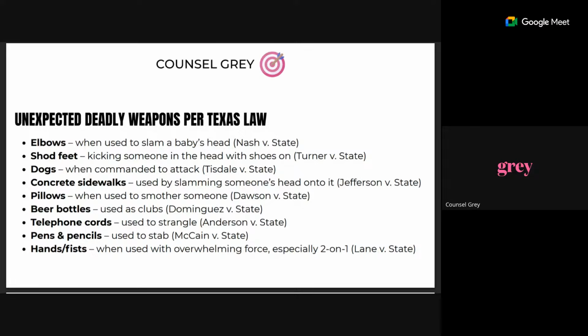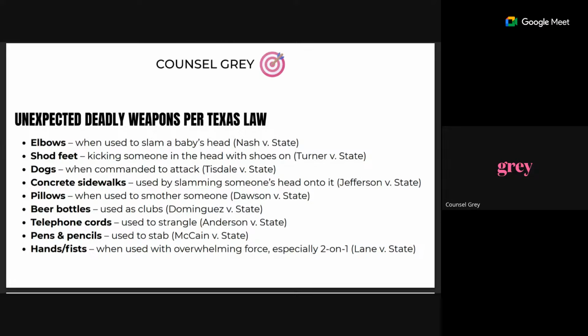A pillow? Texas has said that a pillow is a deadly weapon. And what happens is if you use a deadly weapon against somebody, they are entitled to use self-defense against you. And if we're talking about smothering somebody, any of these things can lead to death. That's why they're called deadly weapons, which means that the self-defender can retaliate with death, can respond with death, right?